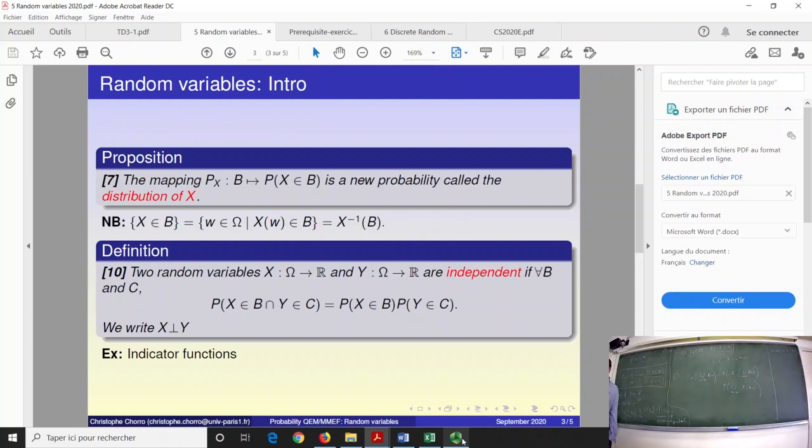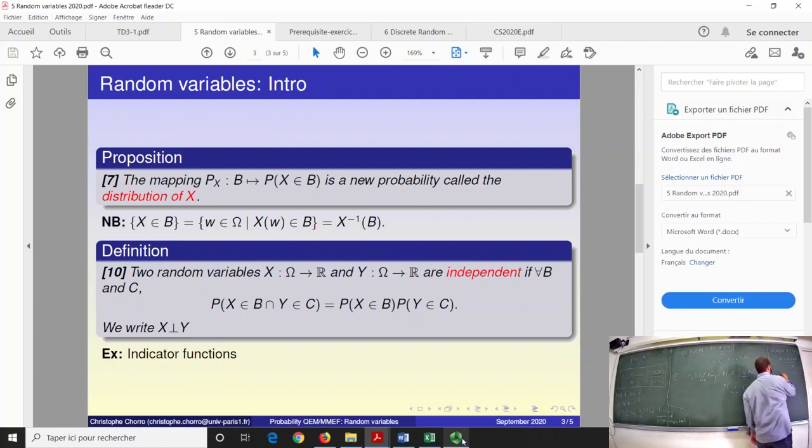What is the intersection of preimages? I know from what I have reminded before that the intersection of preimages is the preimage of the intersection. So this is the preimage of Bn intersected with Bp. But what is this one? Bn is a sequence of pairwise disjoint sets. So what is Bn intersected with Bp? Empty set. And what is the preimage of the empty set?